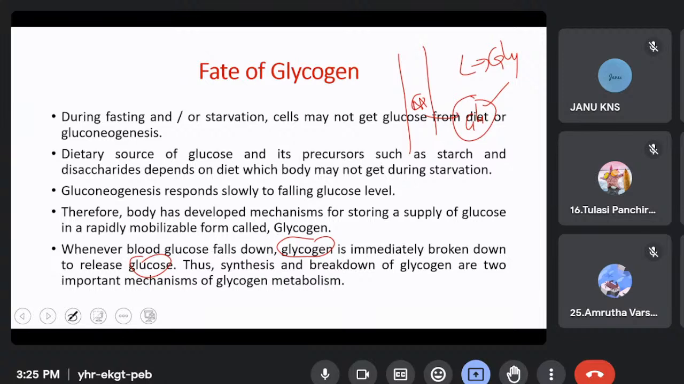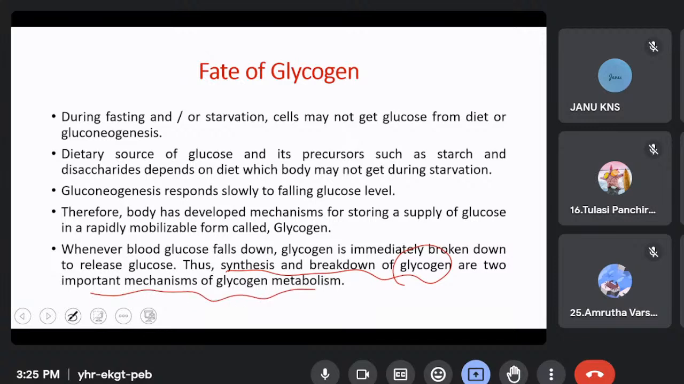But the body, what happens is, the food that we take, if it contains glucose, the body utilizes some of it, and some of it is stored as glycogen. So from the stored glycogen reserves, it is broken down immediately and released to the blood, and from the blood it reaches the cells, and thereby glucose is utilized. Thus, synthesis and breakdown of glycogen are two important mechanisms of glycogen metabolism.